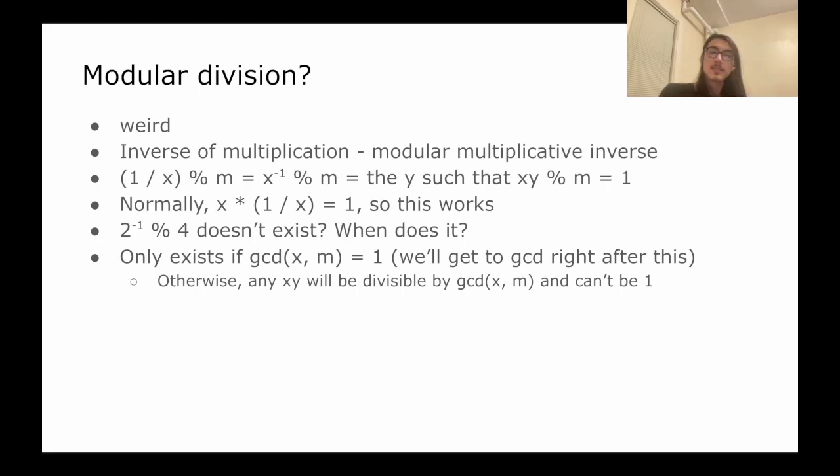The problem is sometimes it doesn't exist. For example, try and take the inverse of 2 mod 4. It doesn't exist. You can try all the numbers, it doesn't work. It turns out it only exists if the greatest common divisor of x and the modulo is 1. I will explain GCD right after this, but basically, otherwise, because x and m are both divisible by that number, it will be in the x times y factor, whatever you do. That means it cannot be 1, because you can't both be 1 and be divisible by some number larger than 1. So it just doesn't exist in this case. And otherwise, you can show that it does exist.